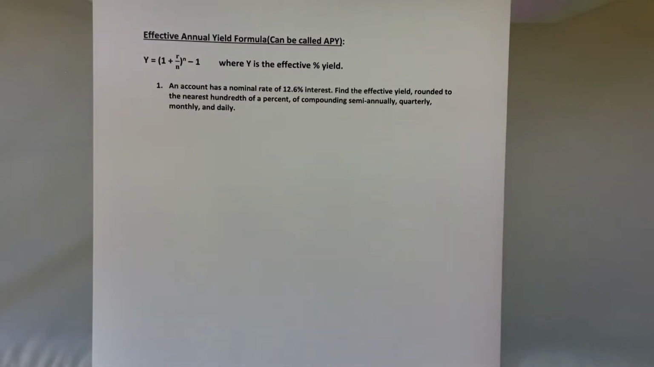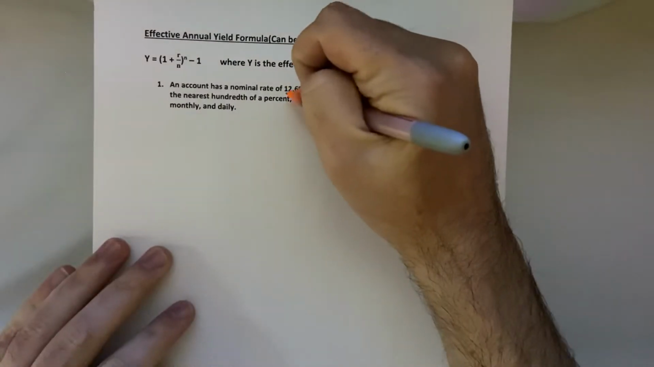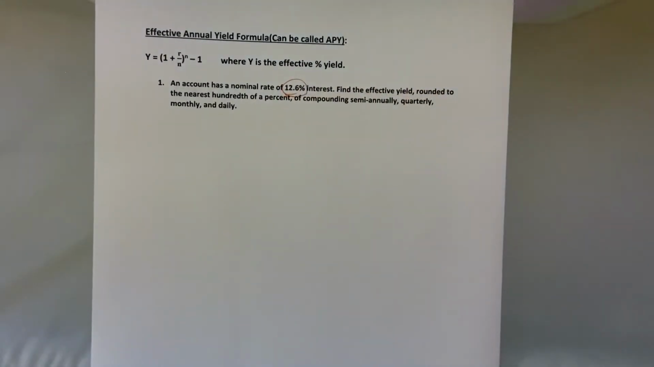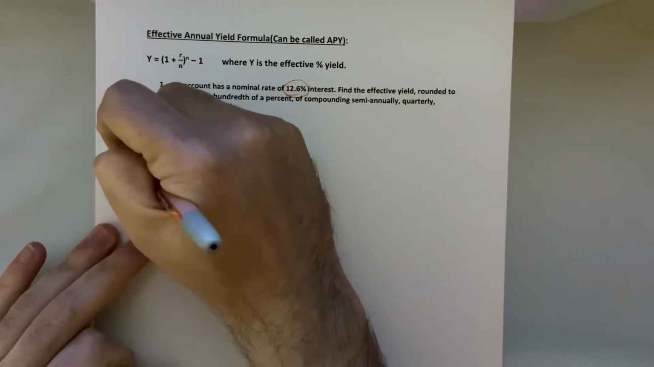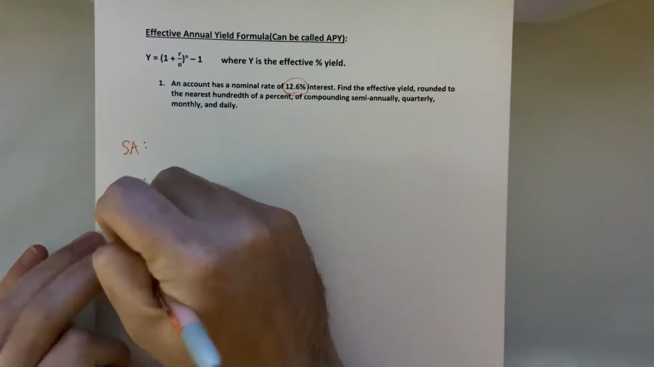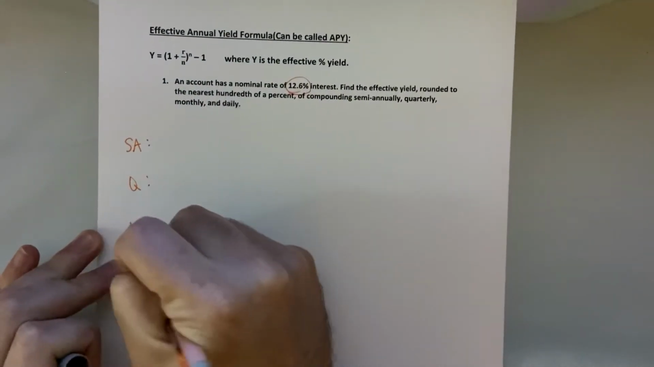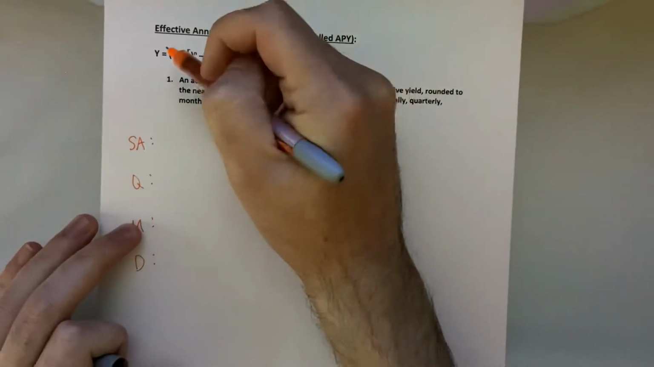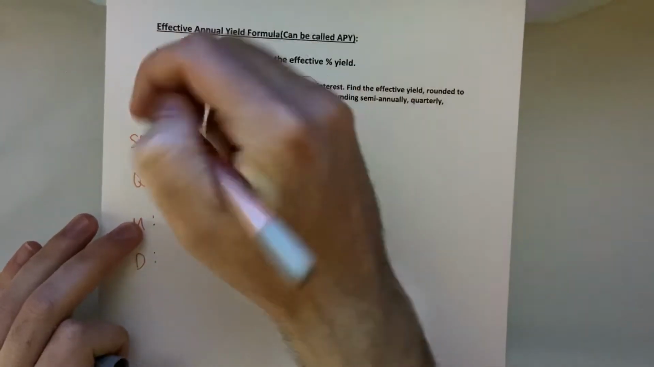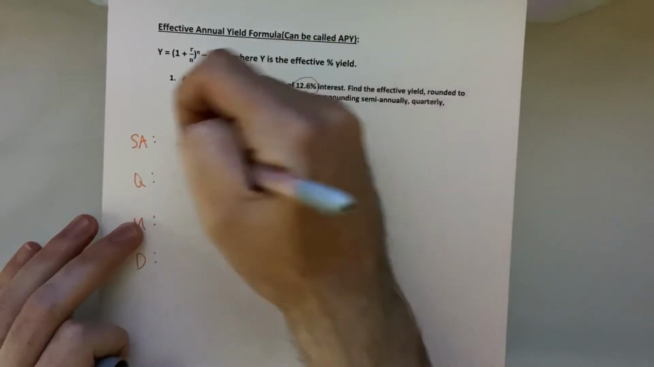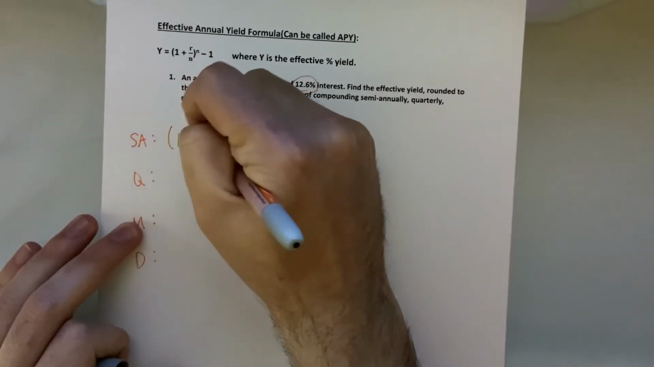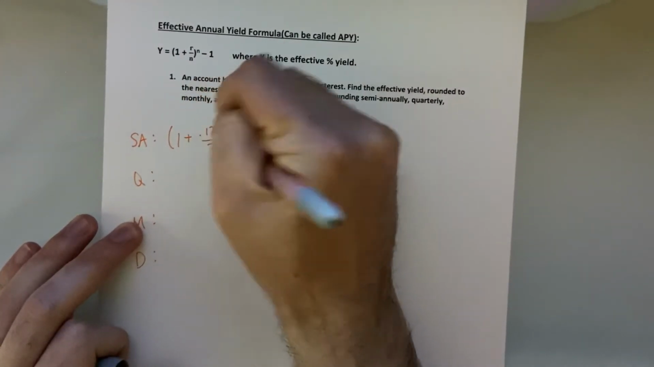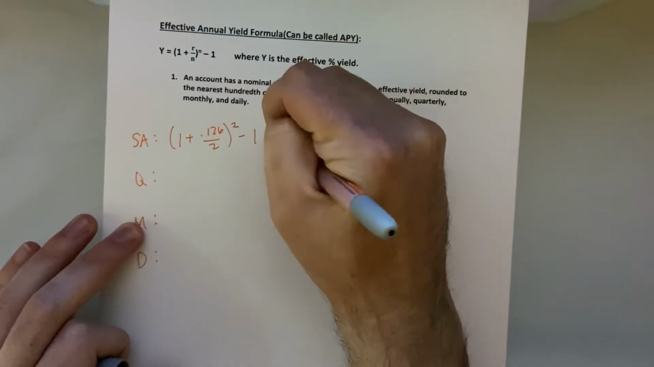And now the key to knowing if you're going to use this is when it says an account has a nominal rate of a certain amount of interest, find the effective yield rounded to the nearest hundredth of a percent, compounding semi-annually, quarterly, monthly, and daily. So semi-annually, that's twice a year, so that we have the same rate each time. This is 1 plus 0.126 over 2, squared, minus 1.